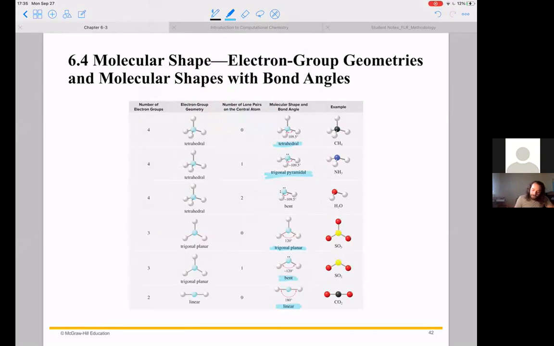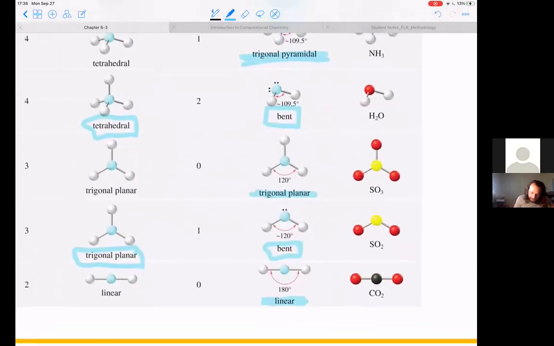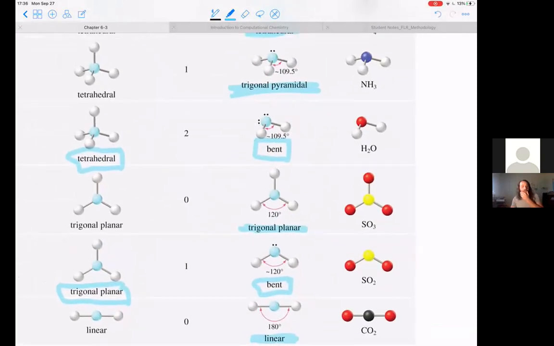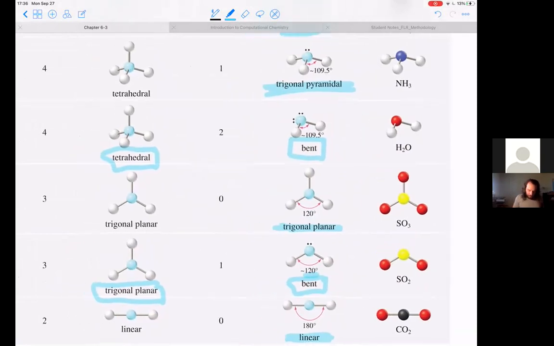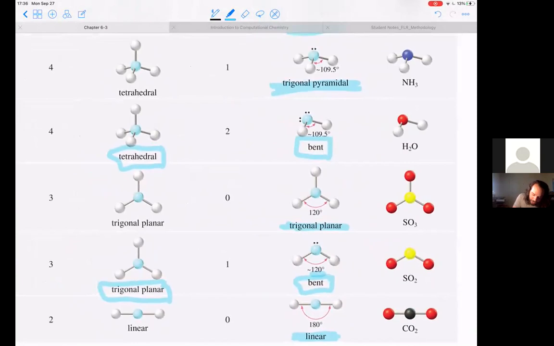So they are different. The other thing to point out is the difference between starting out with the tetrahedral and having the bent geometry versus starting out with the trigonal planar and having a bent geometry is the bond angle. So the angle between those bonds is going to be 120 for the bent when you have 3 electron regions, and 109.5 for the bent when you have the tetrahedral.